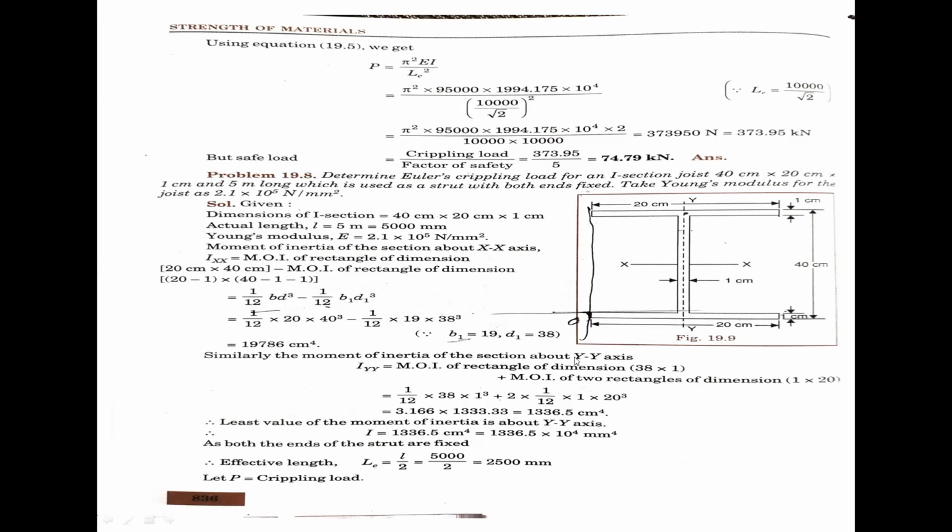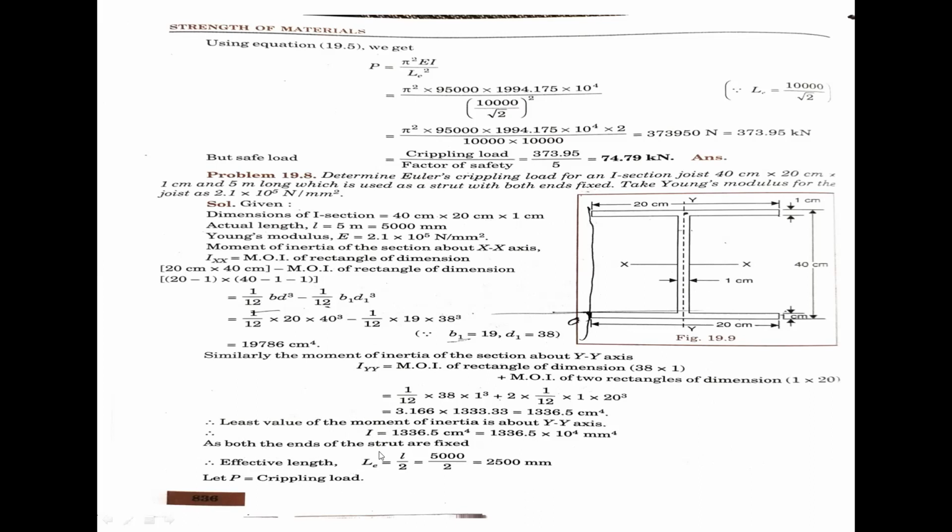Similarly, the moment of inertia of the section about the y-axis: Iyy equals the moment of inertia of the web rectangle, 38 by 1, plus the moment of inertia of the two flange rectangles, 1 by 20. So 1/12 × 38 × 1 cubed plus 2 × 1/12 × 1 × 20 cubed. Taking about the y-axis, 3.166 plus 1333.33 gives finally 1336.5 centimeter to the power 4. The least moment of inertia is about the y-axis, equal to 1336.5 × 10^4 mm^4.